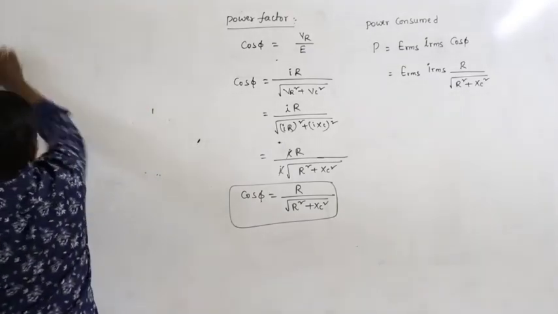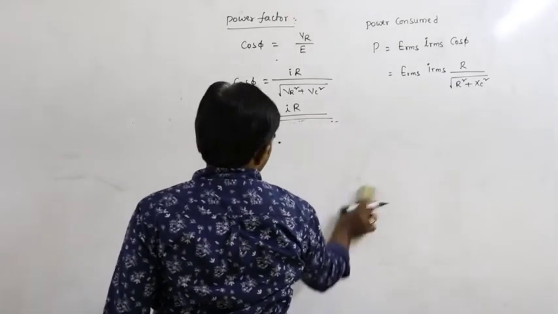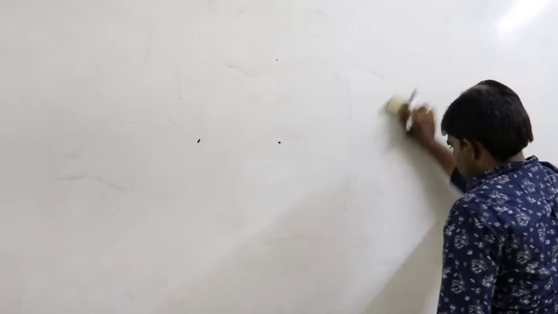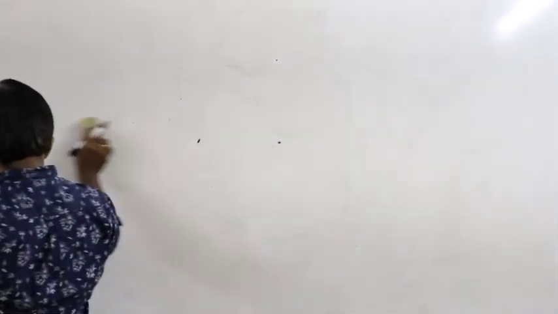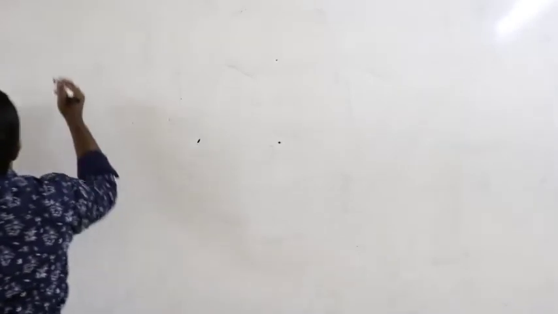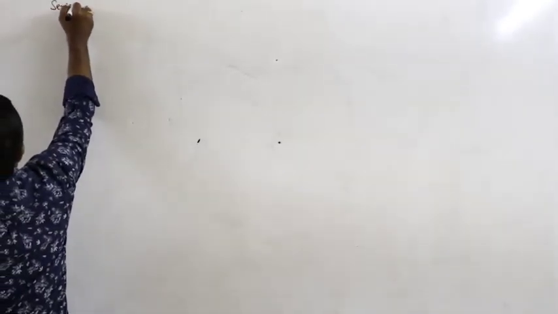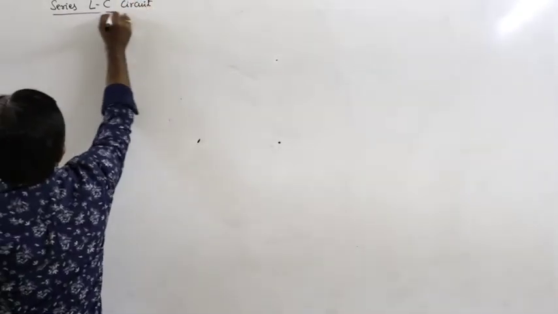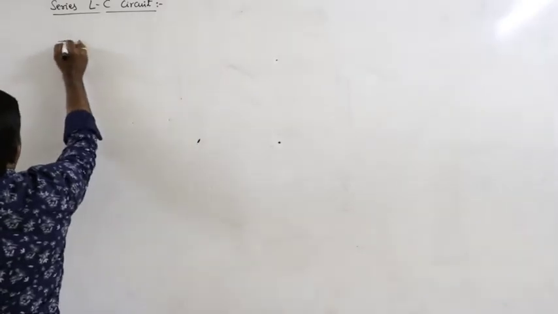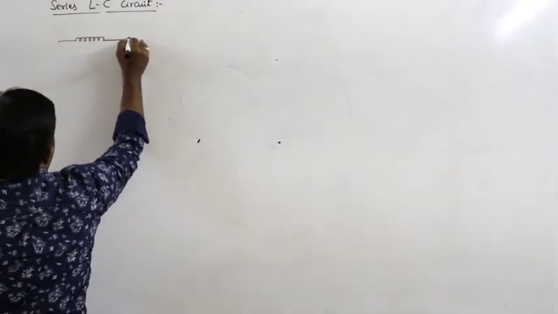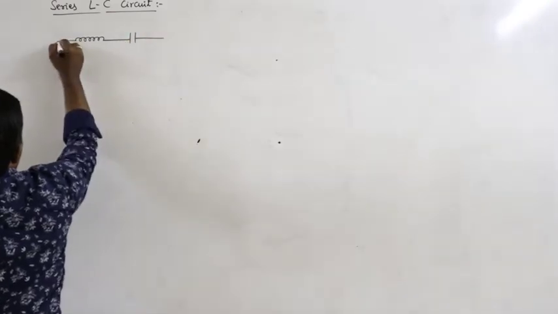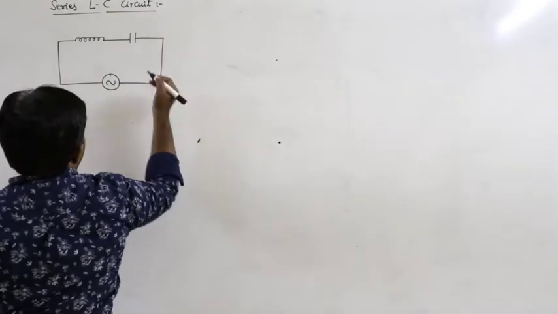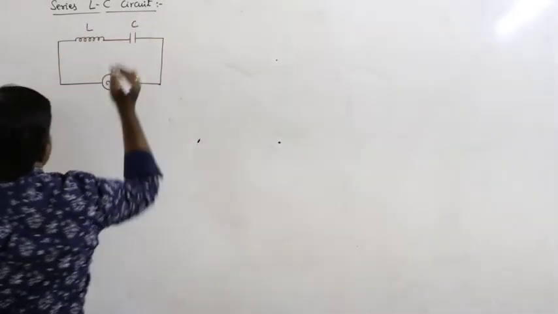Next, this is the RC circuit. Next, LC circuit, series LC circuit. Let us say inductor and capacitor are connected like this. Alternating potential is supplied to this inductor and capacitor. This is the inductor and this is the capacitor.